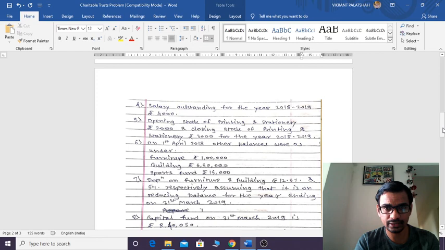And next one, capital fund on 31st March 2019 is rupees 8,40,050. That we have to also show under the liability side of the balance sheet. So only the effect of depreciation that we have to record, we have to show under the first effect, the income and expenditure account, expenditure side.